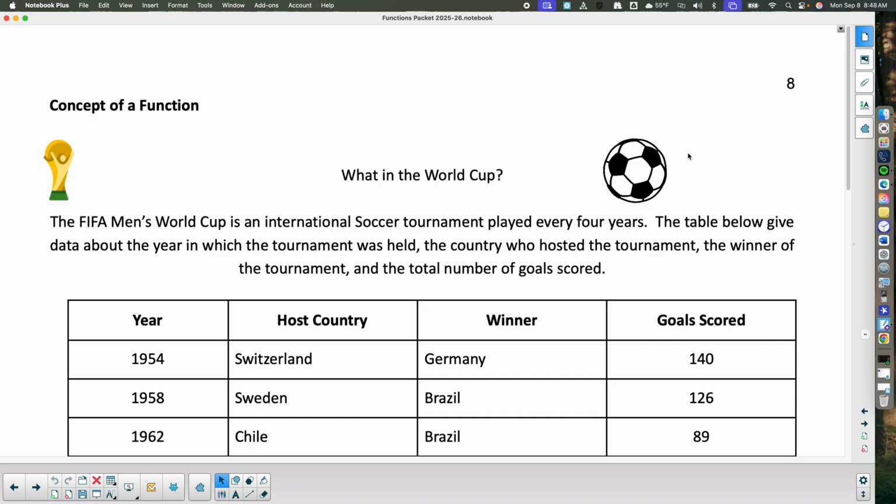Should we repeat the answers? Okay. Question number 1, 2006, was Italy. Question number 2 was 102, comma, 132, comma, 172.